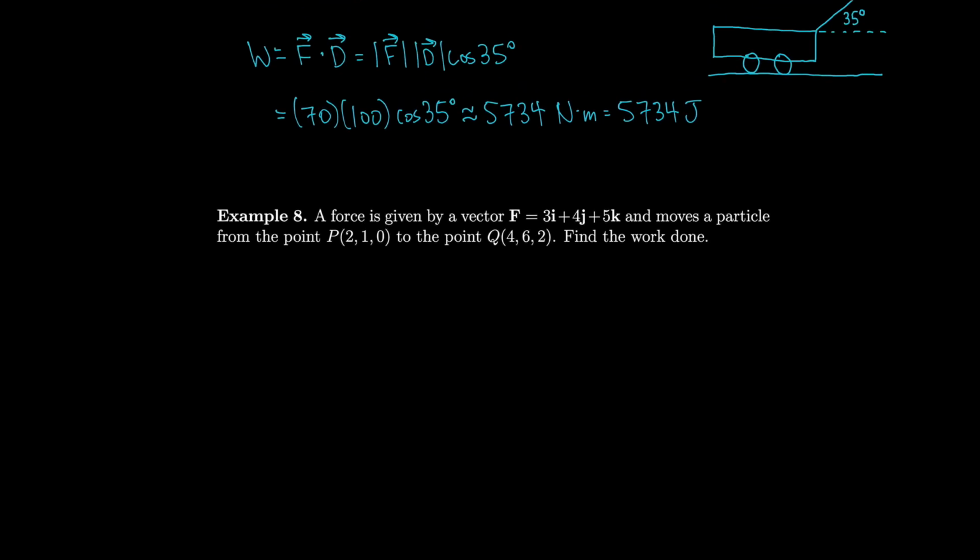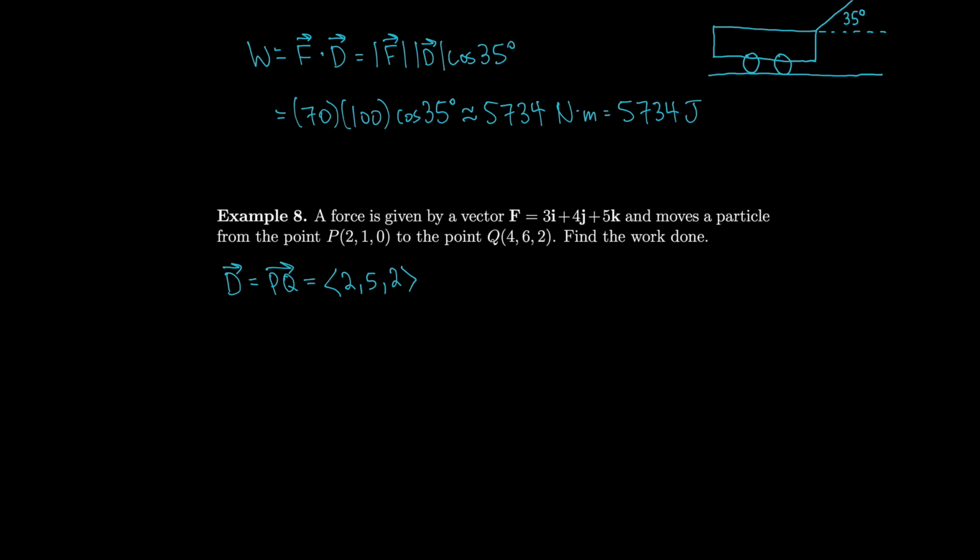Okay, how about a force given by a vector 3i plus 4j plus 5k, and that moves a particle from one point to another point? Well, in this case, we have a force vector, but we do not have the displacement vector. So we have displacement points. We need to make a vector out of those. Remember, to get a vector out of points, we subtract. So we can get the displacement vector equal to the vector from P to Q. So by subtracting 4 minus 2, 6 minus 1, 2 minus 0, we get the vector 2, 5, 2.